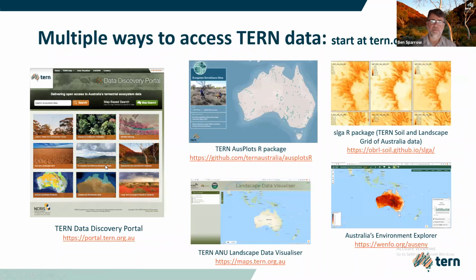There's multiple ways of accessing TERN data, and it depends on what data set you're specifically talking about as to the best way to get it. With significant work happening in the past year or so, but over the coming years, to make this data more accessible and more intuitive when you try and use it. Surveillance data there, the middle at the top, the AusPlots R package is the most up-to-date way that you can utilize that data, but there's those other ways you can access that as well.